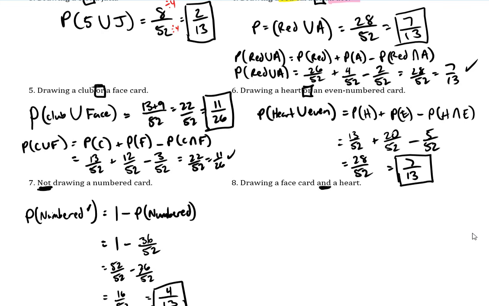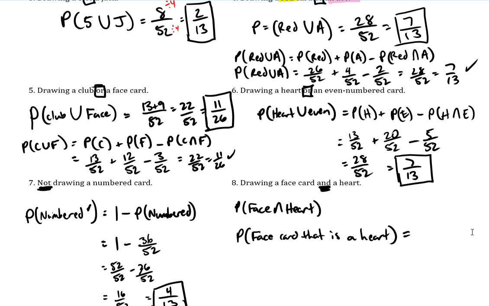Okay, one other, drawing a face card and a heart. So the and, this is the probability of a face and a heart. We are drawing just a single card. So another way that they might say this, since and with one card is a little weird to say, is a face card that is a heart. That is a different way to say it.